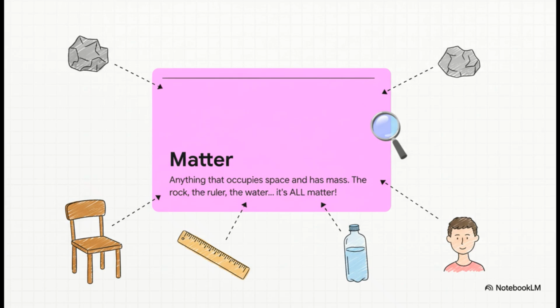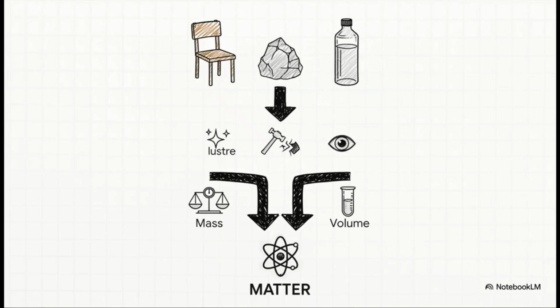That rock, that ruler, the water in your bottle, the chair you're sitting on, even you. It is all just different forms of matter. That's the word that connects everything in the entire universe. So let's do a super quick recap of everything we just figured out. All objects are made of different materials.